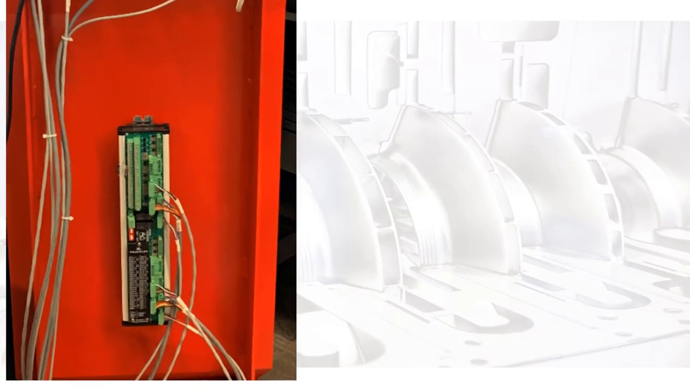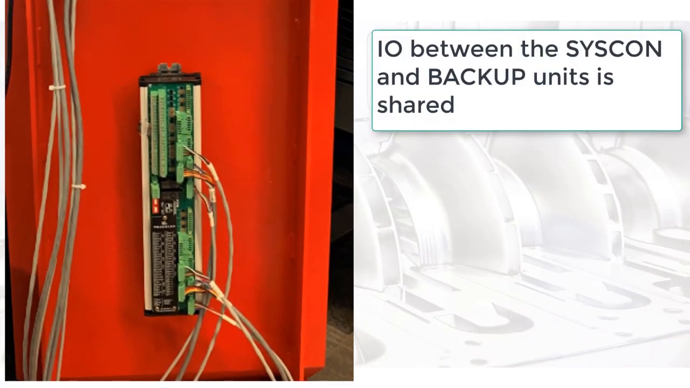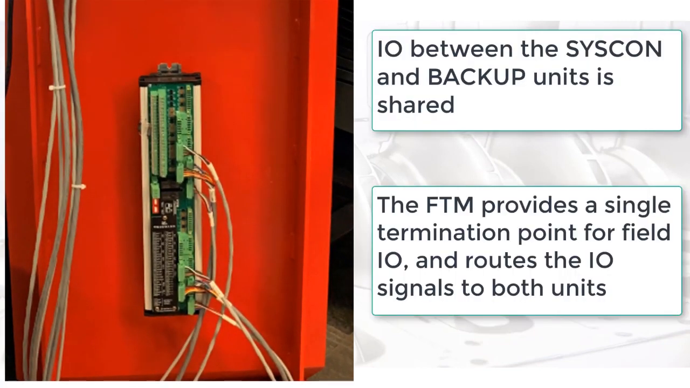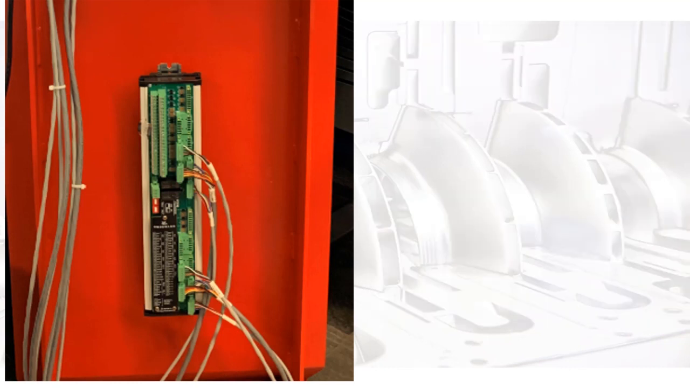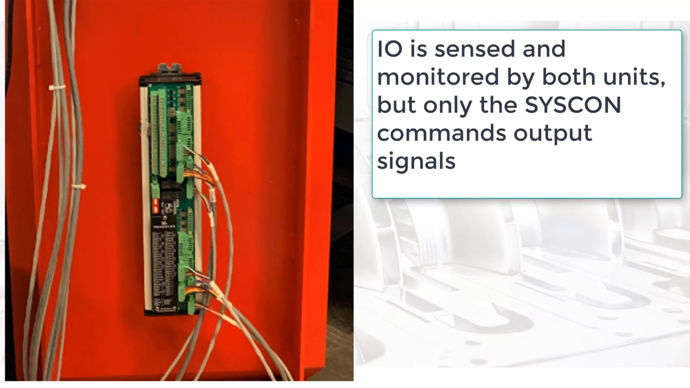I/O between the two units is shared. The optional FTM provides a single termination point for field I/O. The provided cable harnesses route the field I/O to each unit. Each input channel is sensed and monitored by both units, but only the syscon commands output signals.